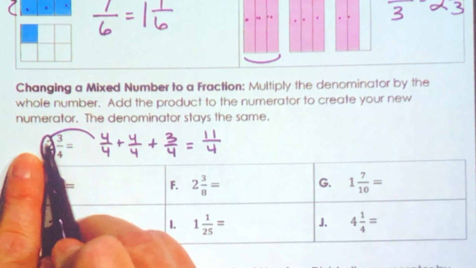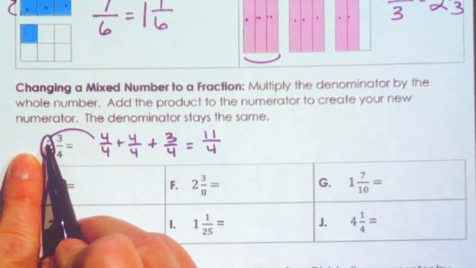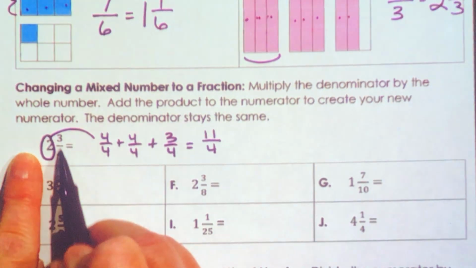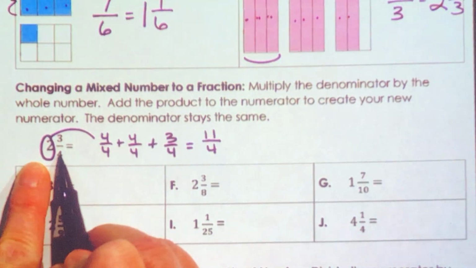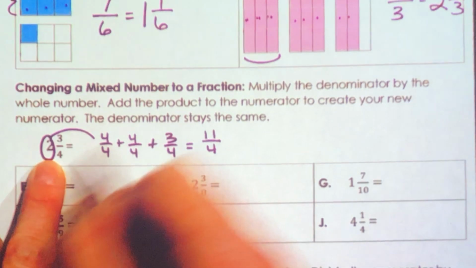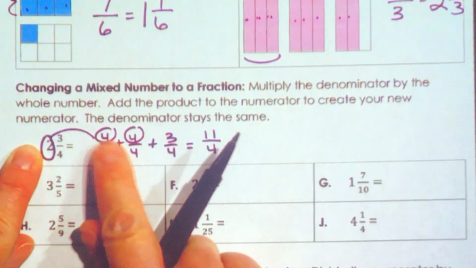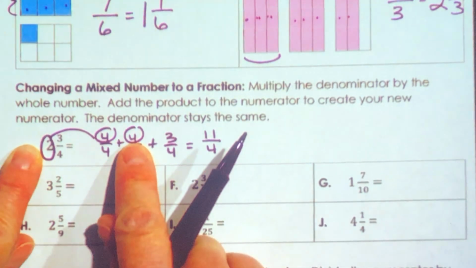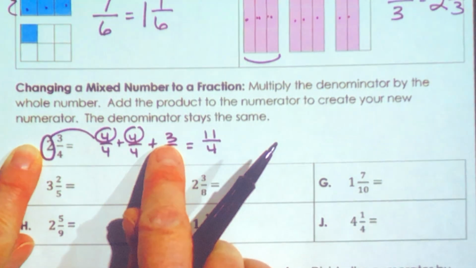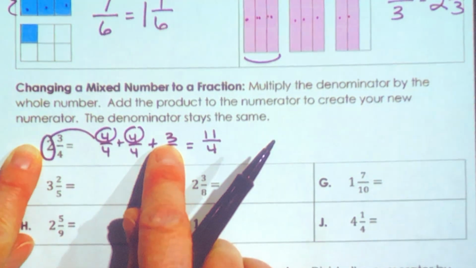Because if you have 2 as your whole number, that means that you have 4/4 twice. So I end up doing 4 times 2 because I have 4/4 twice. And then we add in those extra pieces.